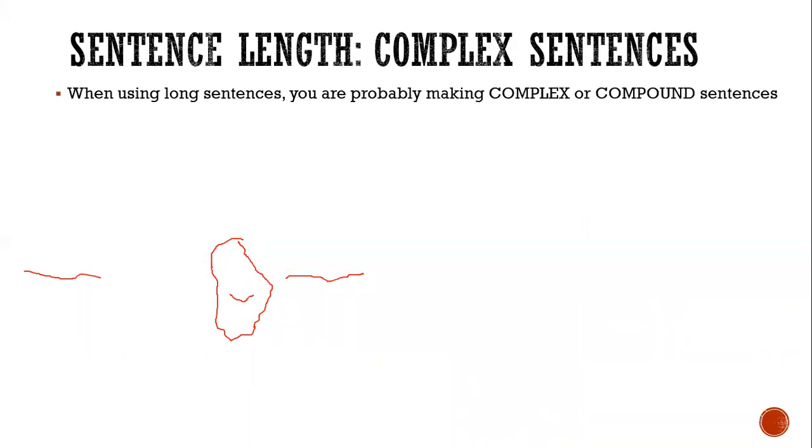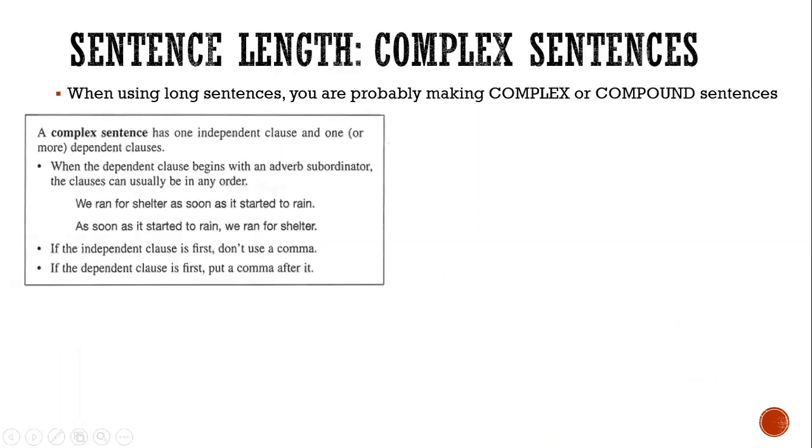Okay, so the next one is complex sentences. Complex sentences is what we call kalimat majemuk bertingkat. That means there's one independent clause and one or more dependent clauses. Jadi ada kalimat utamanya yang independent, dan yang bergantung padanya yaitu dependent. When the dependent clause begins with an adverb subordinator, the conjunction for a complex sentence we call a subordinator. The clauses can usually be in any order.